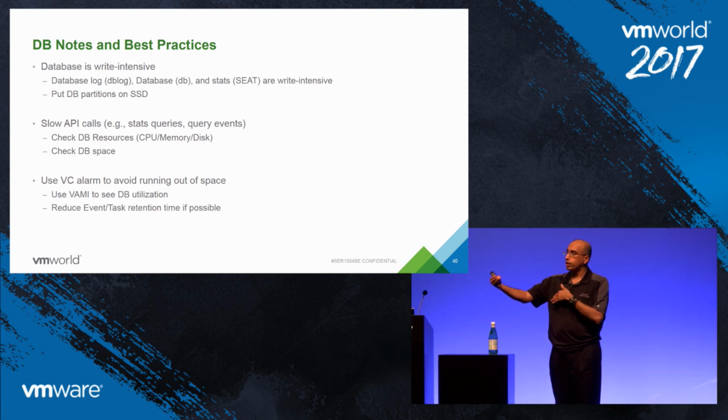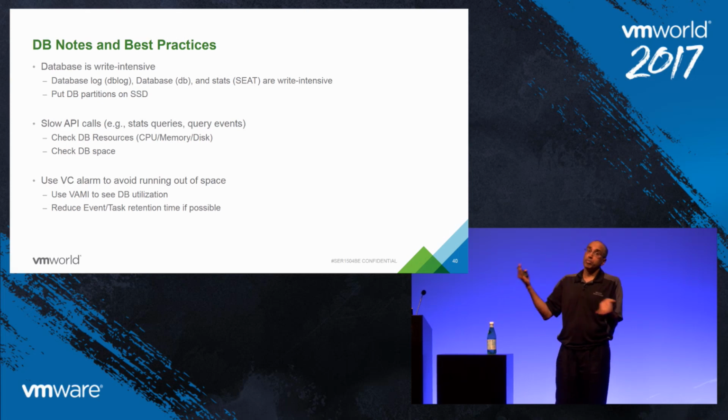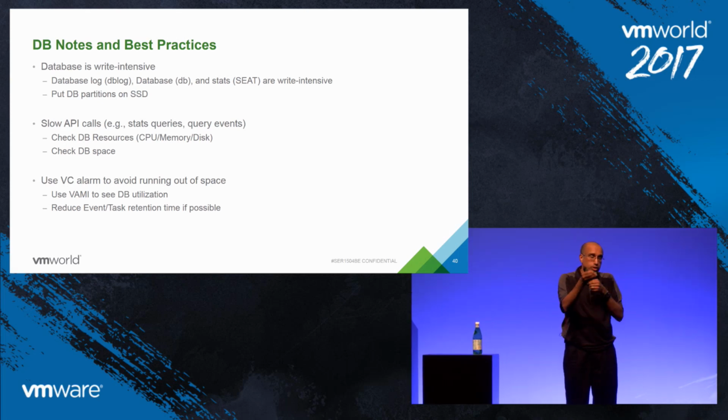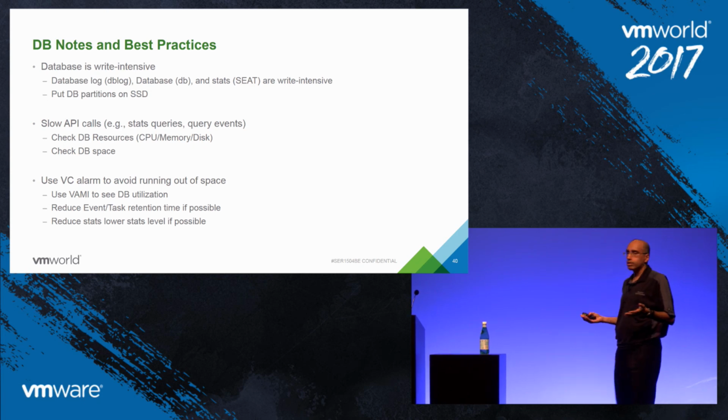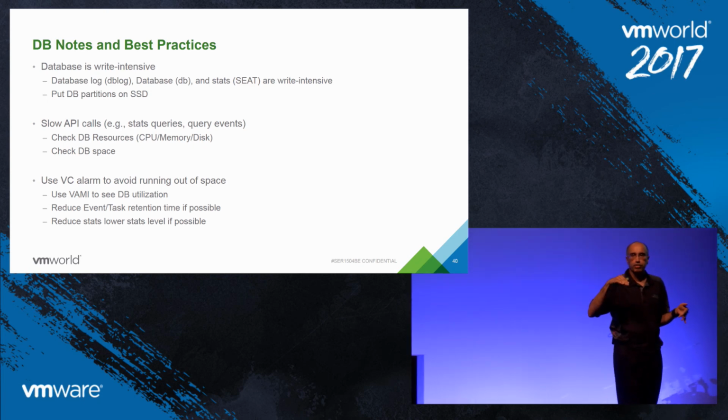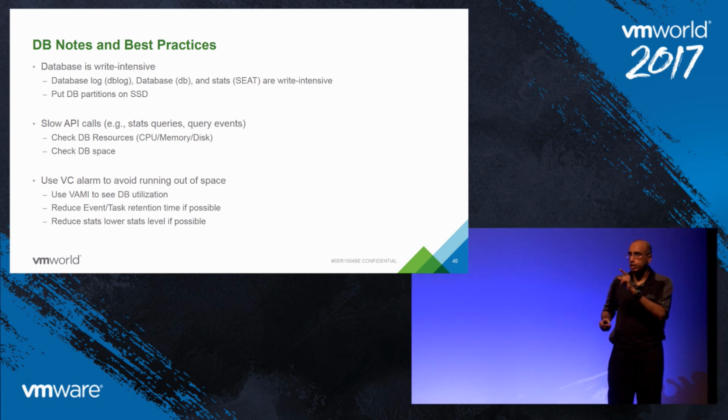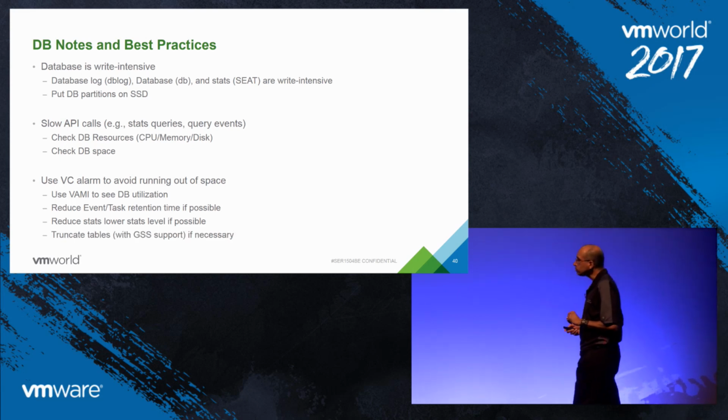And in some cases, if you're running up against space constraints, you might have to reduce the retention interval of your tasks and your events. The default is 30 days. Sometimes you might have to reduce that if you find that you're running out of space in your database. And sometimes also, you might have to lower the level of your stats level. And I'll talk about the implications of that in a few slides.